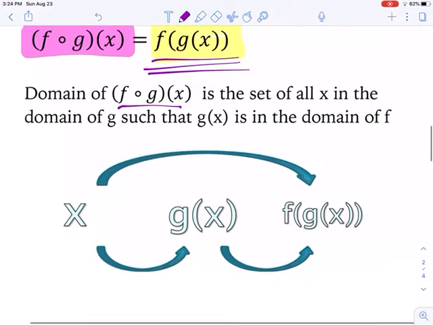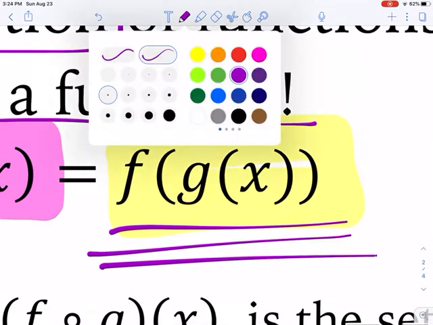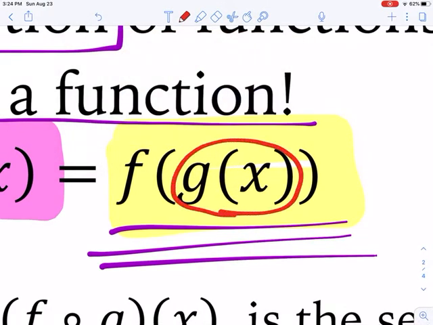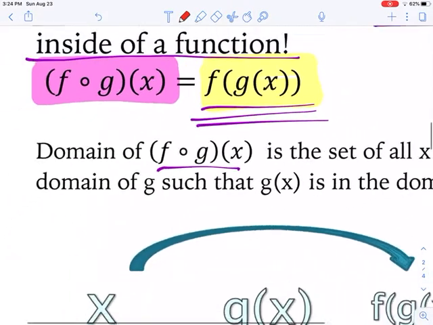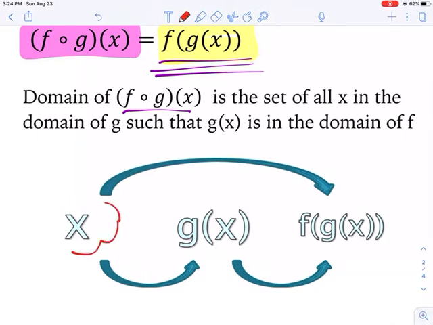Okay, so when we think about the domain, just like when we actually perform the composition, we want to think of the inside out. So up here, when we actually do a composition, we are going to take function G, and we're going to put that into our function F. All right.